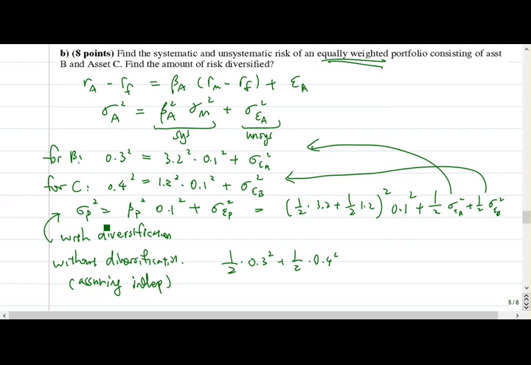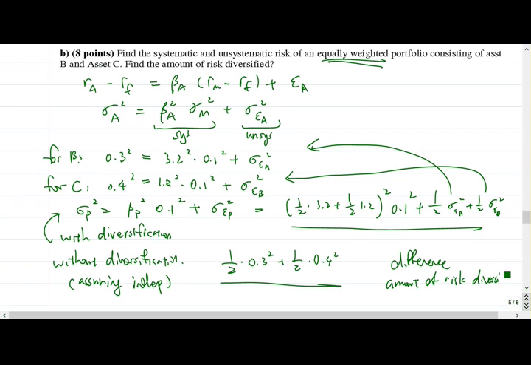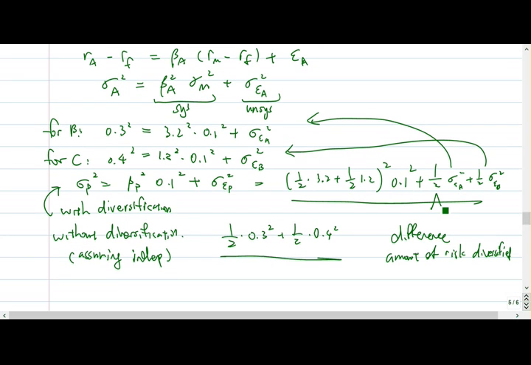So with diversification is this thing we calculated. Without diversification is this. So take the difference of these two, we will get the amount of risk diversified. So you can compute. Let's write it. Call this x, call this y, then x without y minus x is the amount of risk diversified.